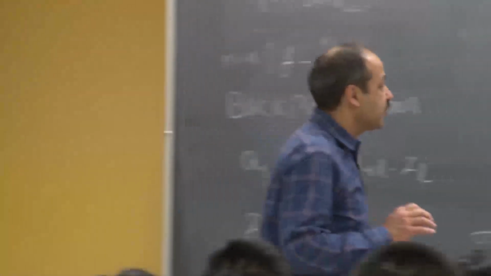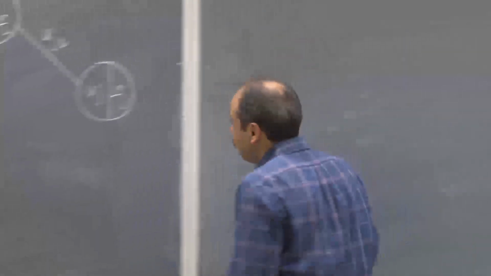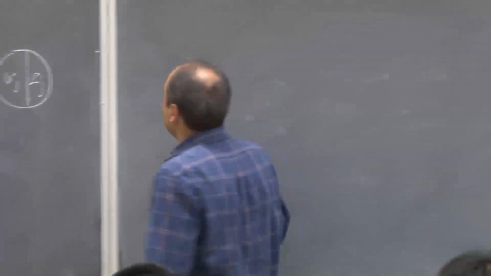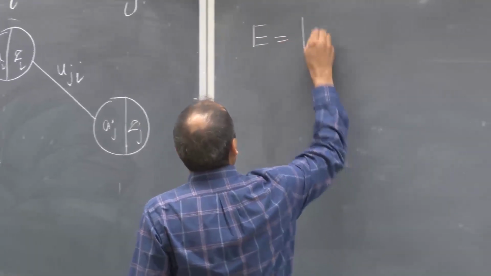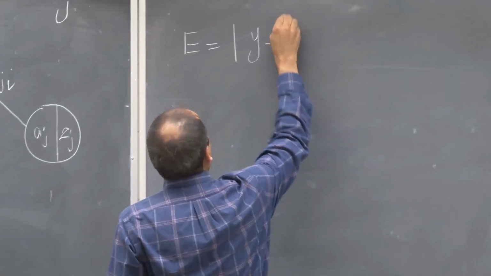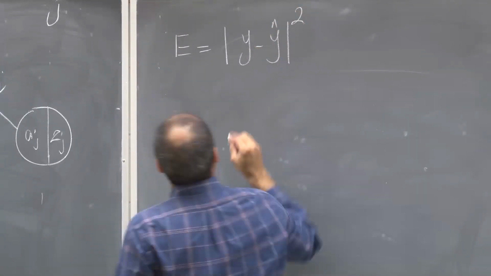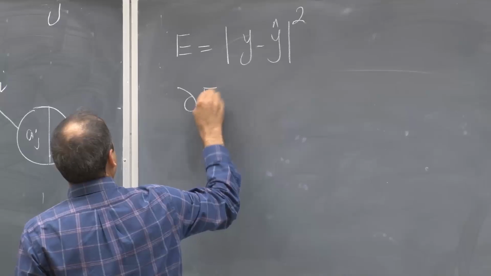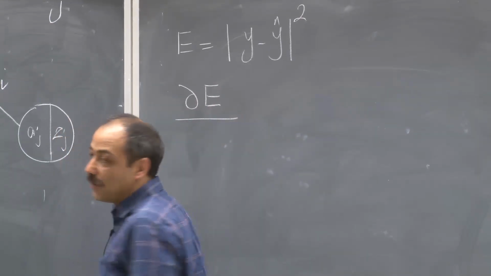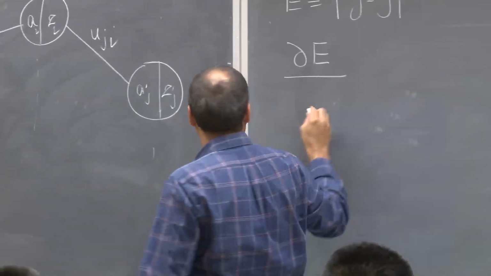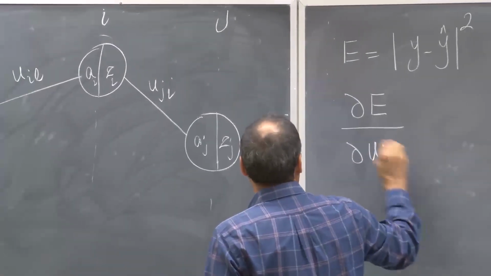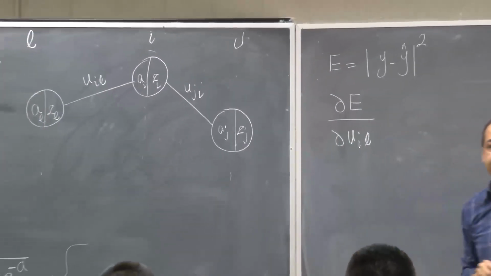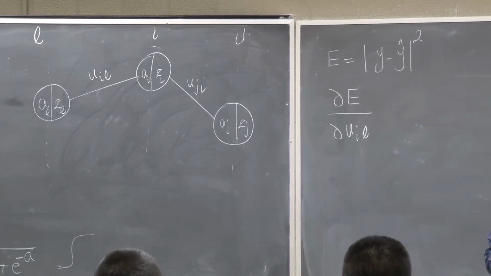Okay, so this is the structure. Now I need to take the derivative of, say, y minus y hat, my objective function E, with respect to one of these weights. Say, for example, I would like to take the derivative with respect to UIL.